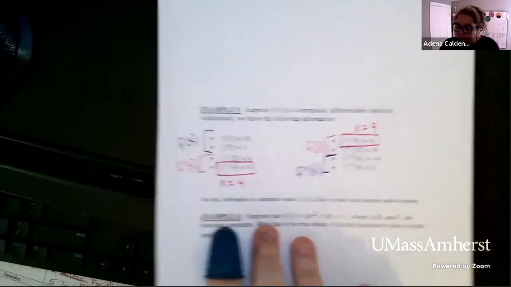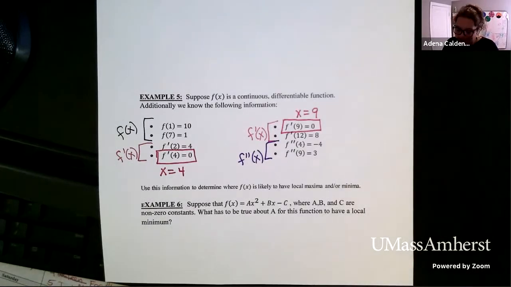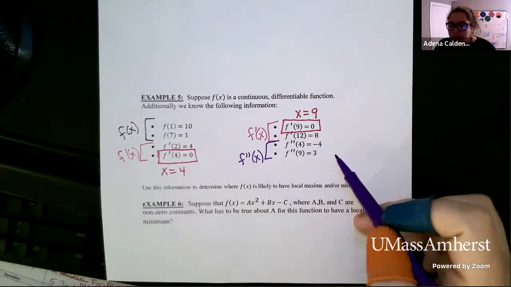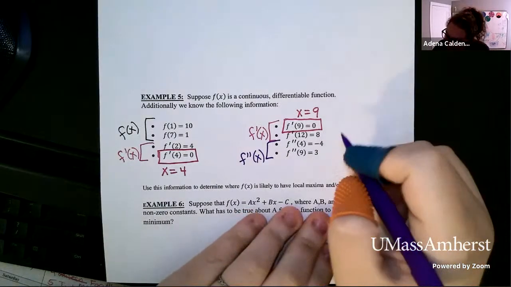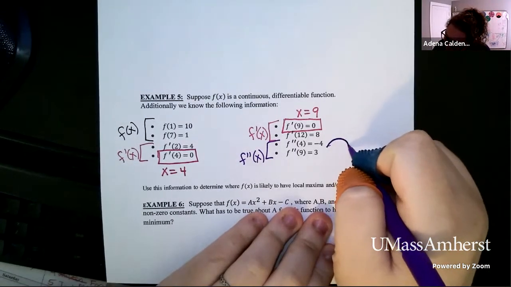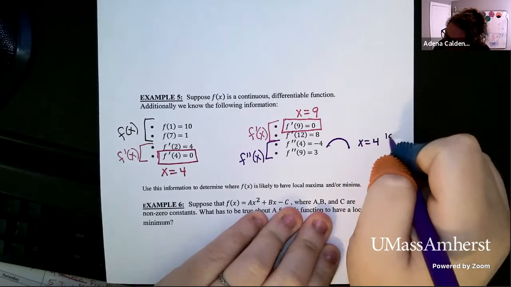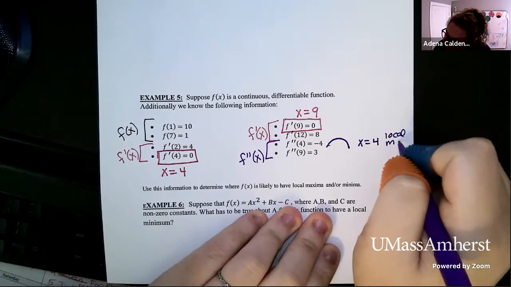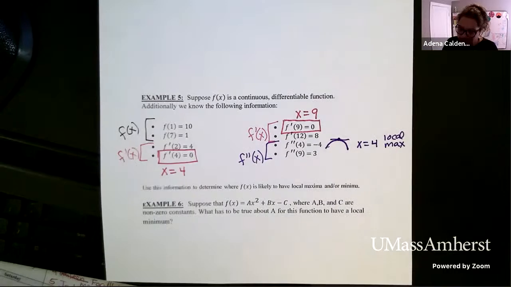within the second derivative. So we can use the second derivative test here to classify what's happening at 4 and at 9. So at 4, the second derivative is negative 4. If the second derivative is negative, the original function is concave down. So that tells us that x equals 4 is a local max, right? Because we're going to be right at the top of that concave down situation.